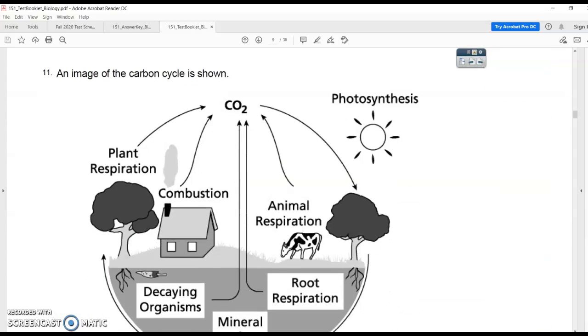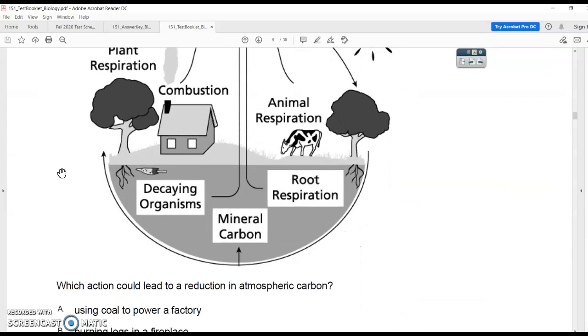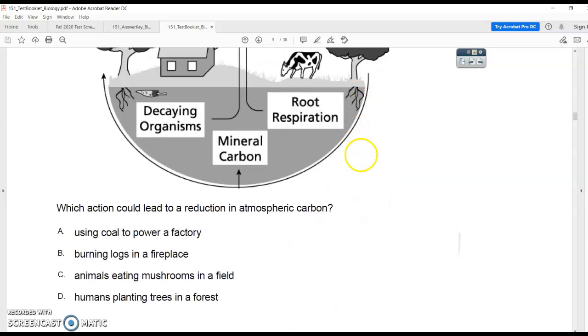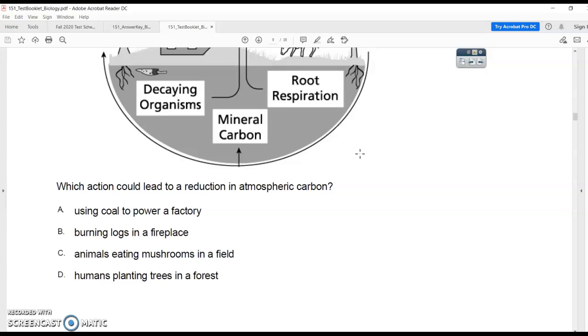Now, going on to 11, it's a totally separate question, again about the carbon cycle, a pretty easy diagram here. Remember, if an arrow is coming out, it's being produced. If an arrow is going in, it's being absorbed as a reactant. So which of those actions could lead to a reduction in atmospheric carbon? We want to reduce how much CO2 is being emitted, and that would be D. We as humans could plant more trees, and that would reduce carbon dioxide in the air, because trees perform photosynthesis, and carbon dioxide is a reactant for photosynthesis.